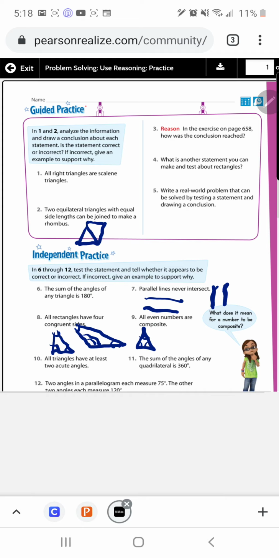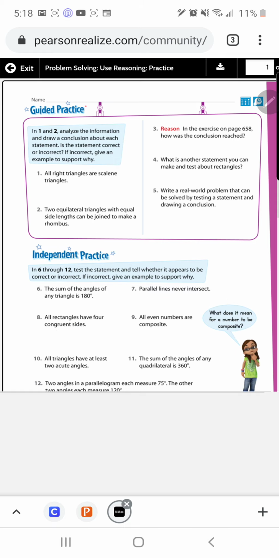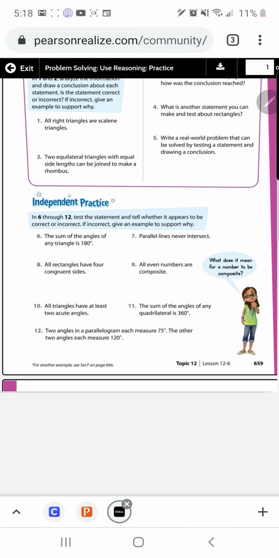Number 11, the sum of the angles of any quadrilateral is 360 degrees. We also discussed that when we were classifying quadrilaterals, or these 4-sided figures. That statement is also correct. Number 12. Go ahead and scroll up so you can see that better. It says 2 angles in a parallelogram each measure 75 degrees. The other 2 angles each measure 120 degrees. Is that correct or incorrect?